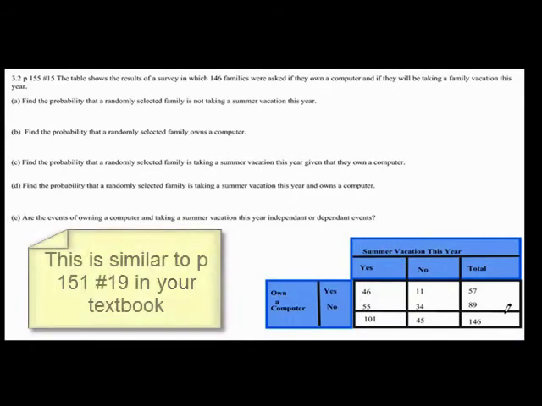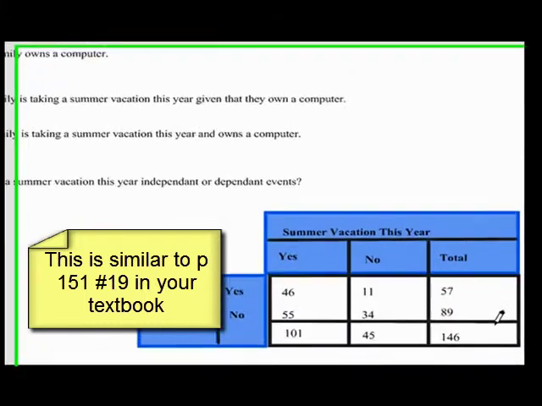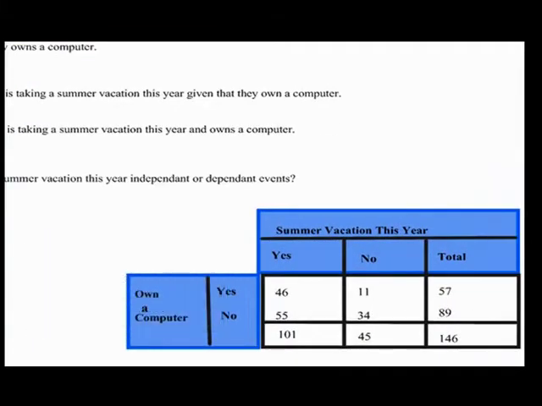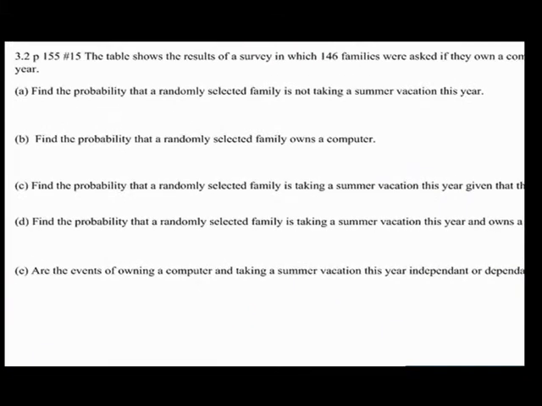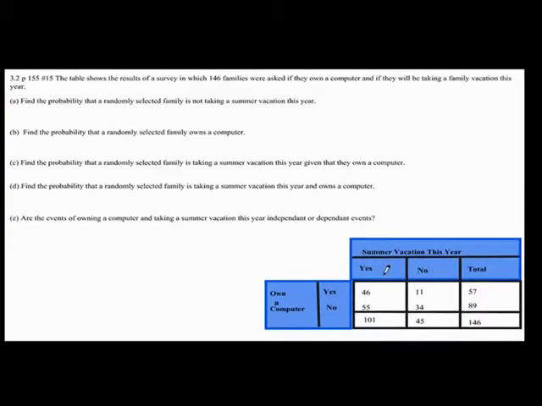Section 3.2, page 155, number 15. The table shows the results of the survey in which 146 families, that's our total here, 146, were asked if they own a computer and if they will be taking the summer vacation this year. For Part A, we want to find the probability the randomly selected family is not taking a summer vacation. So we need to find summer vacation this year and no.